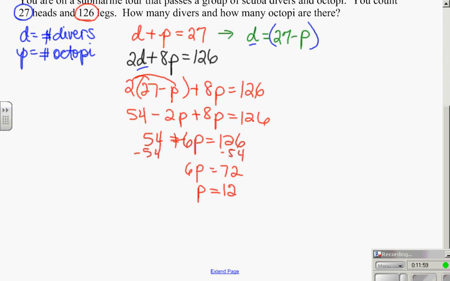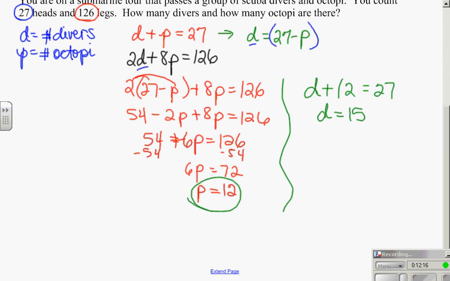Now this is a great example of where you wouldn't want to get a fractional answer because hopefully we don't have parts of animals. Now that we know we have 12 octopi, we go back to our original d plus 12 equals 27. Subtract 12 from both sides, and d is 15. So what we have is we have 15 divers, and we have 12 octopi. And that is how you work word problems.